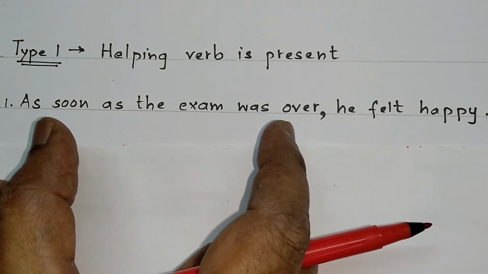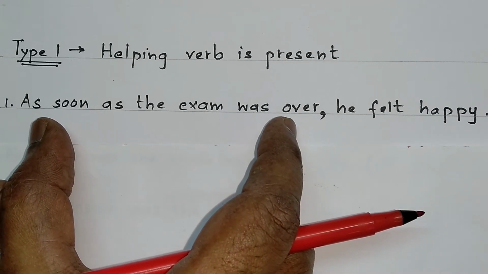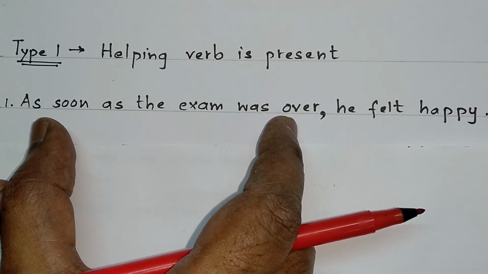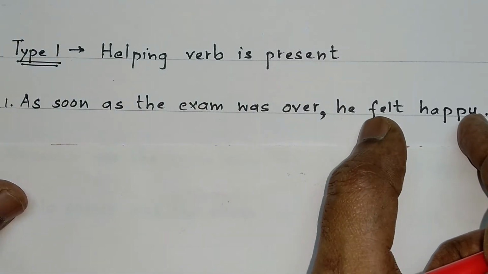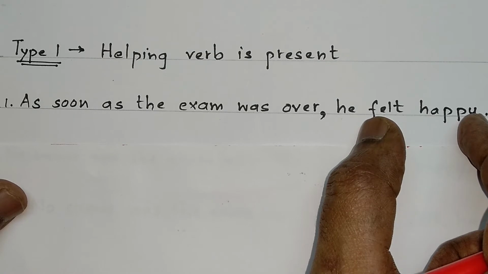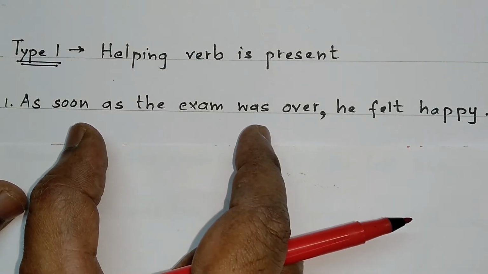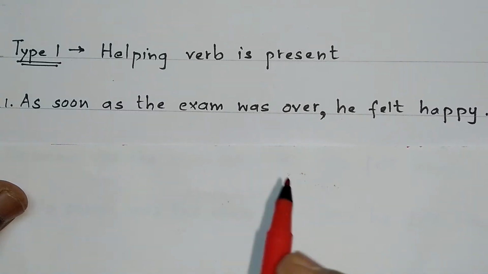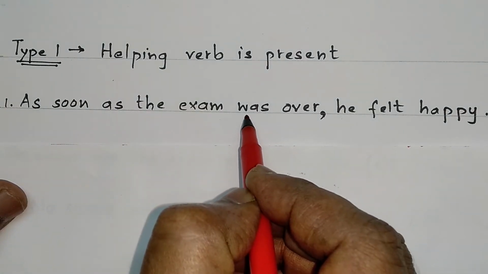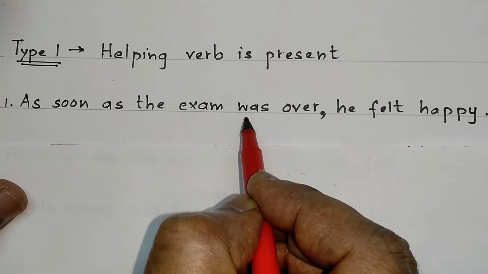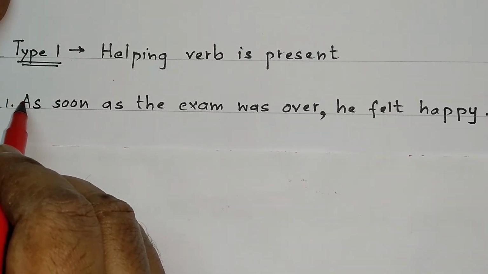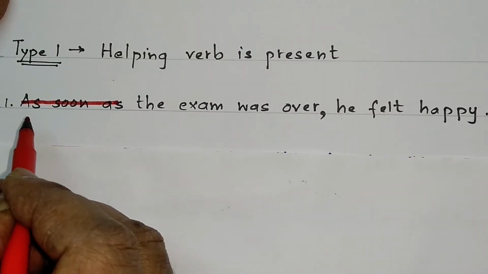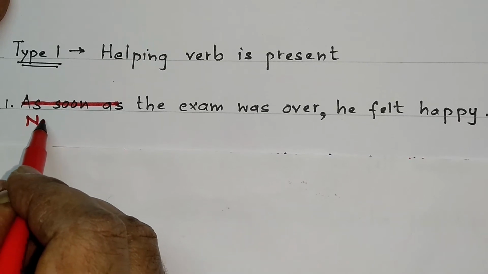Now look at the sentence. This part of the sentence contains "as soon as", so we'll call it the as soon as part. This is the other part of the sentence. All the changes have to be made in this as soon as part. See, the helping verb present over here is "was". So replace "as soon as" with "no sooner".